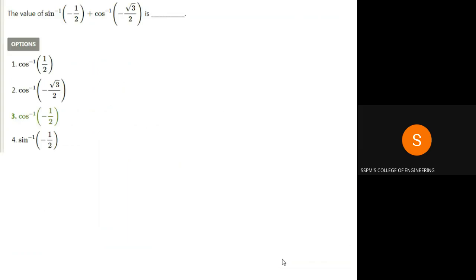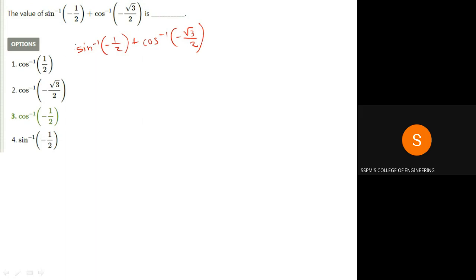Here, what is given? We have to find. See, first example. Sine inverse of minus half plus cos inverse of minus root 3 by 2. This is given, and we have to find the value of that expression.